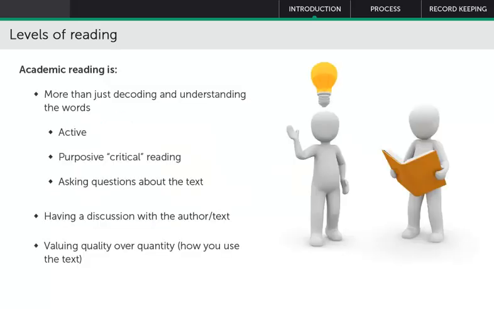So what is reading in the academic environment? It's much more than just decoding and understanding the words. Effective academic reading is active, purposive reading that asks questions of the text. Academic reading, particularly at postgrad level, is also about making decisions about the text by judging its worth. It's useful to think about reading as discussing the text with the author. This conversation helps us to stay actively engaged with the text. Also, with academic reading, it's not so much the quantity of reading you do, but what you actually get out of each text and how you'll use this that's important.